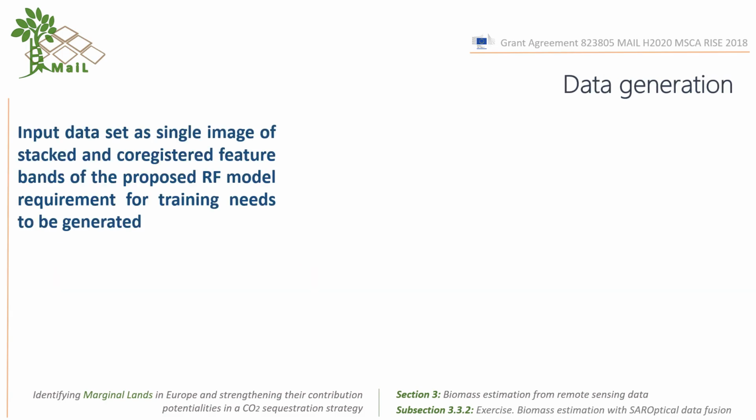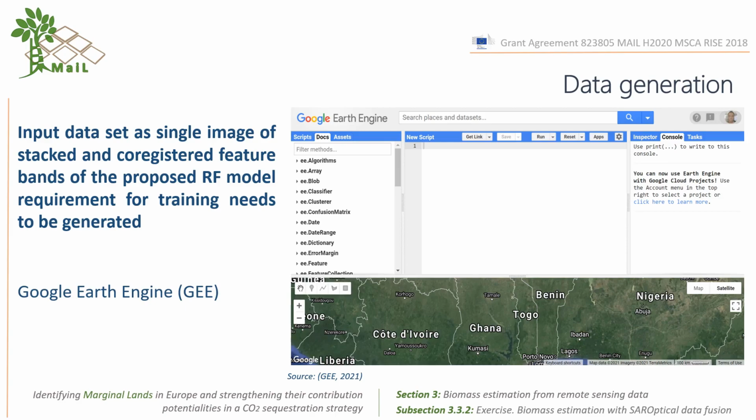The input data set, as single images of stacked and co-registered feature bands required for training the proposed random forest model, needs to be generated. Platforms like Google Earth Engine can be used to access the various bands identified from the previous discussion for the study area that will be chosen, and also for loading test sites data as an asset to generate a NumPy array for the random forest model. That is the interface of the Google Earth Engine Explorer on the screen.